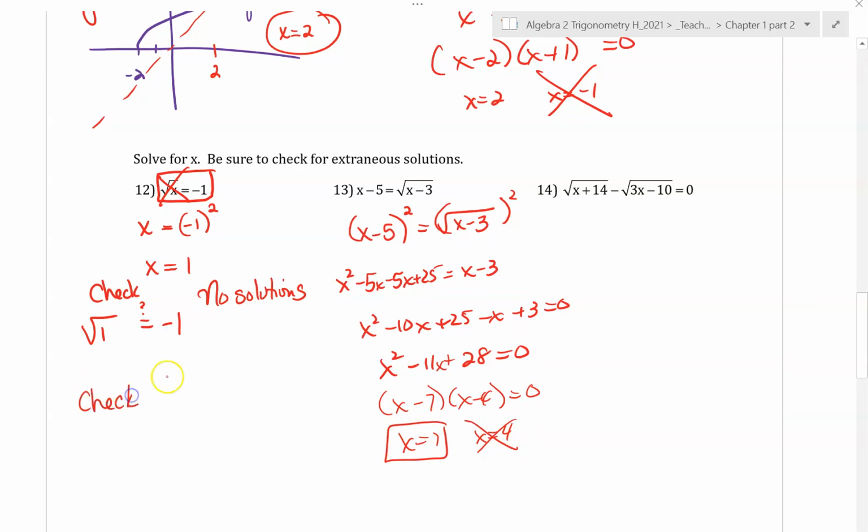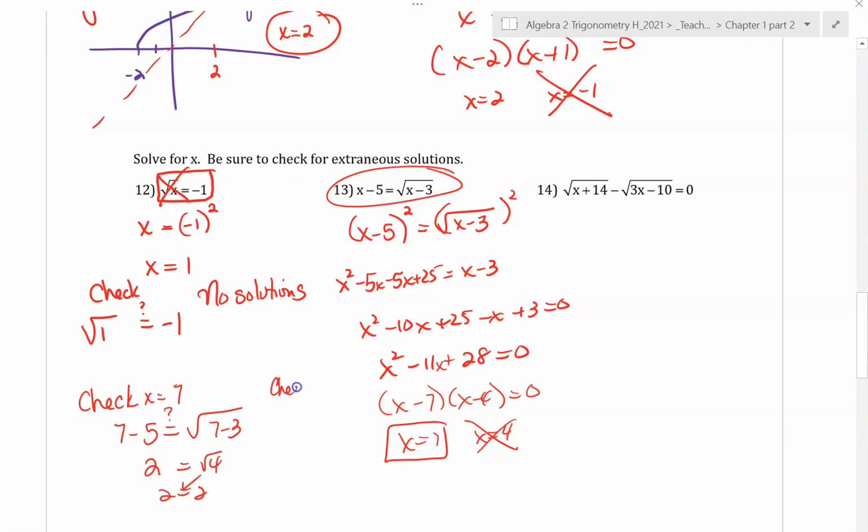So you would go back to your original problem and you would say, let's let x be 7. So everywhere you see an x, you replace it with 7, and you want to know, is that equal to the square root of 7 minus 3? So 2 equals radical 4, so sure, 2 equals 2, so the 7 worked.